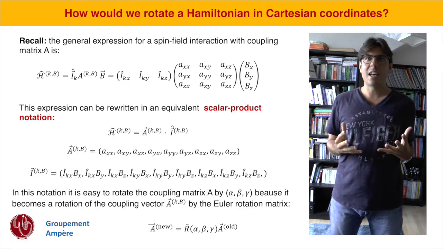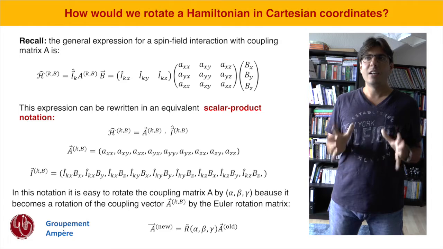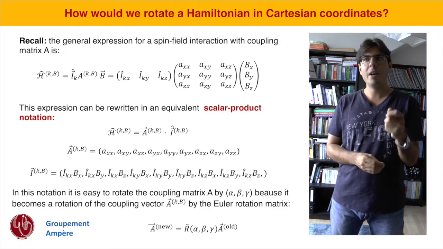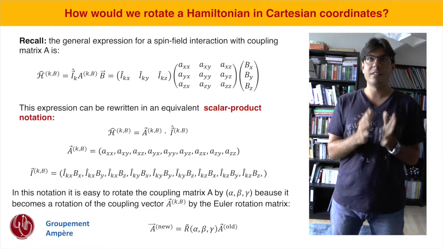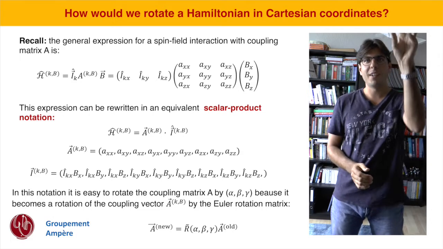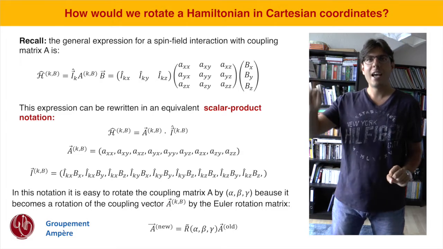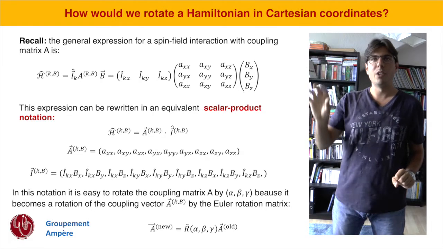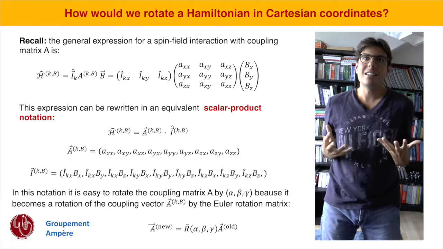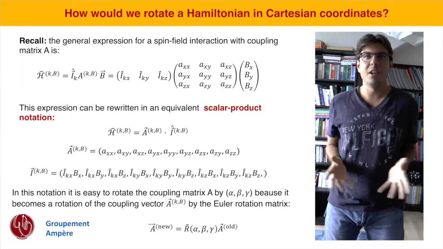So basically what is happening here is nothing else than taking the full expression and rewriting it in a vector form, such that the whole Hamiltonian is nothing else than the scalar product between our vector with the components of the coupling matrix and our vector with the components of the field and of our spin operators. And now you would ask, why is this actually convenient?